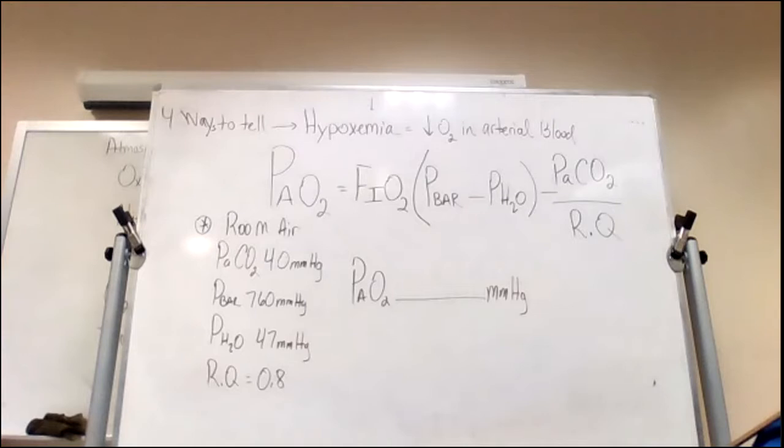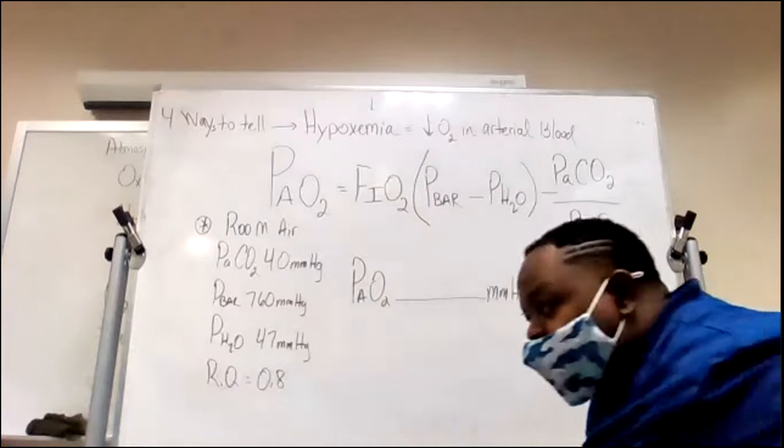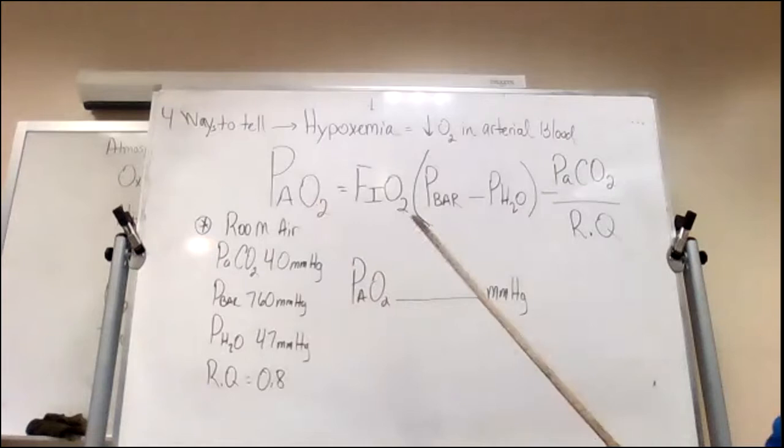Don't forget, guys, you must do what's in parentheses first. So when you're working it out, you need to do what's in parentheses. Follow your Please Excuse My Dear Aunt Sally. You can't just start doing it the wrong way. Make sure you do what's in parentheses first. Then, of course, you do your multiplication, division, addition, subtraction, and all of that.